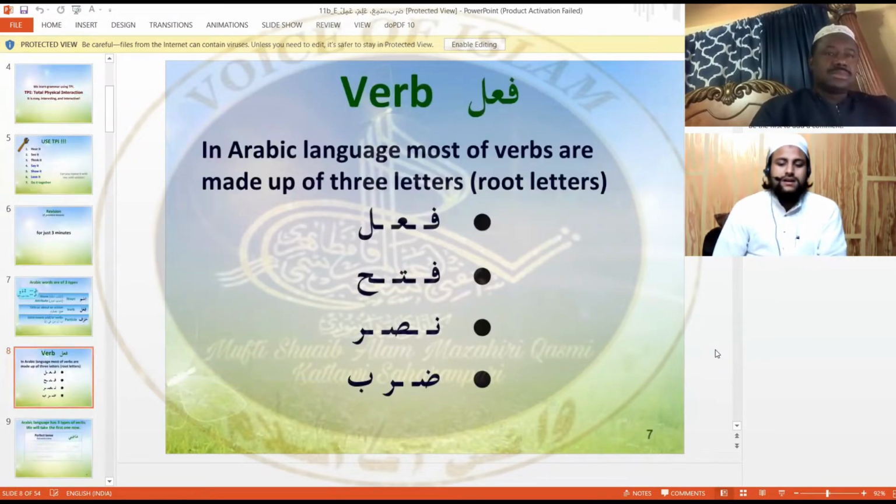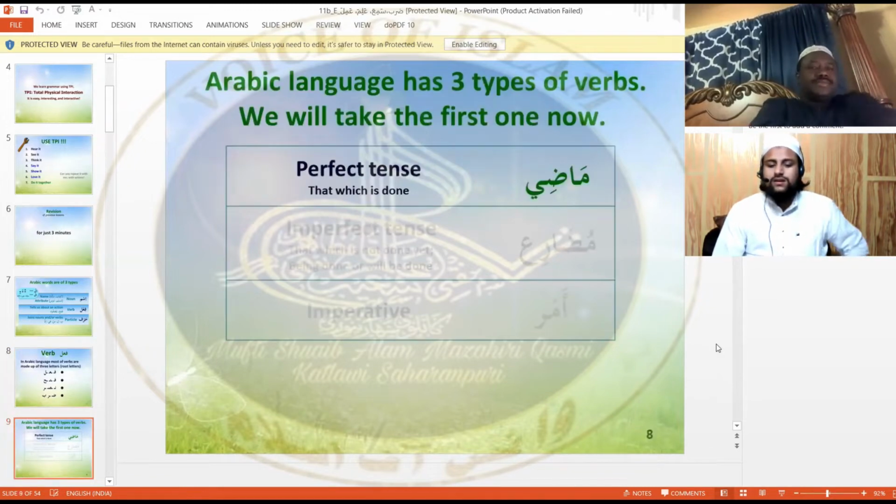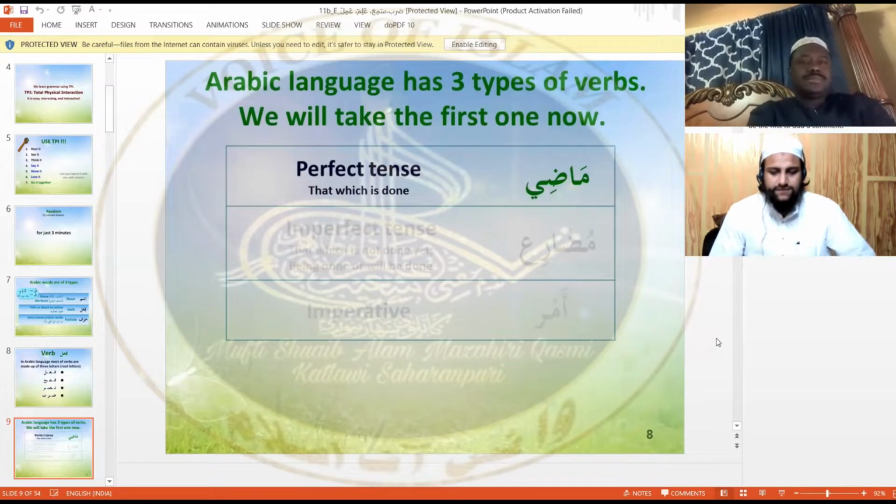Fi'l, verb. In the Arabic language, most verbs are made up of 3 letters, root letters. Like fa, ain, lam; fa, ta, ha; nun, sad, ra; da, ra, ba. Fa'ala. This is an action. So Madi, perfect tense.